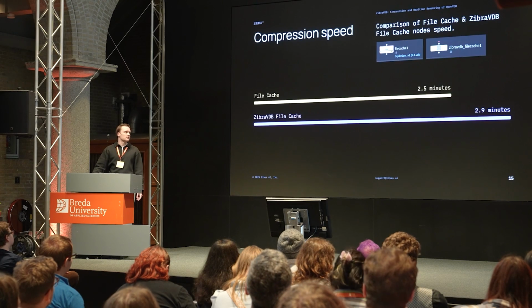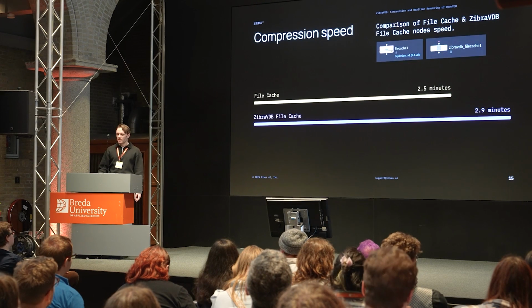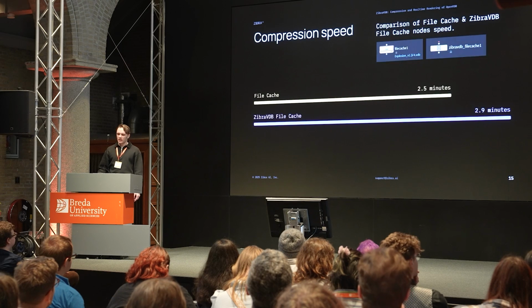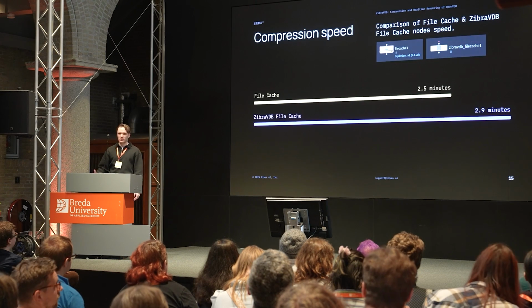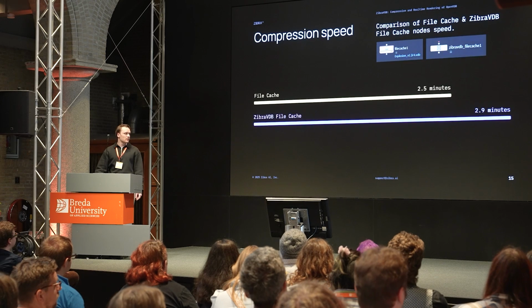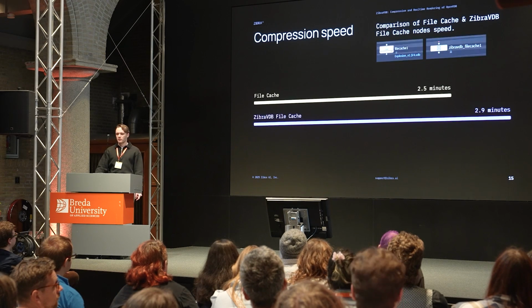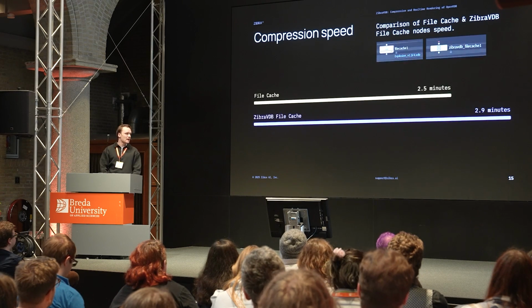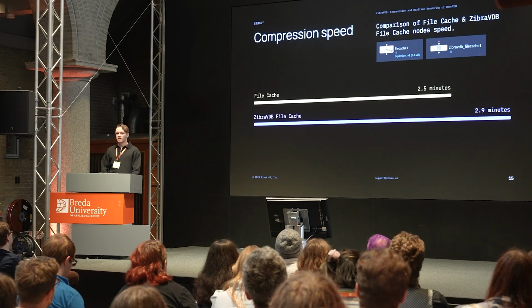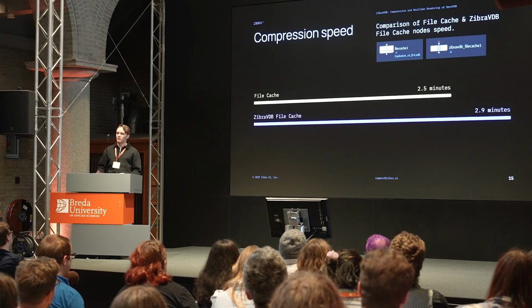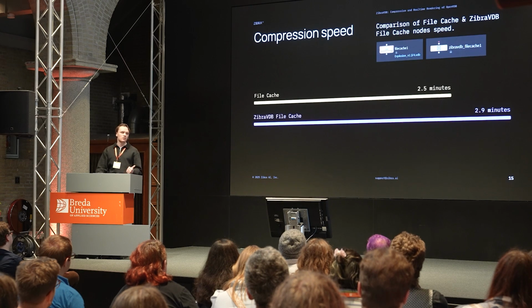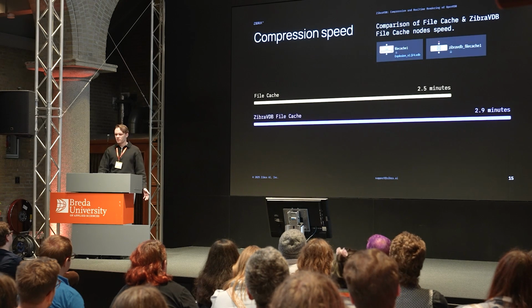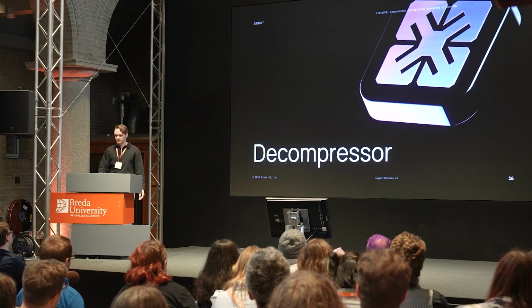And let's talk about speed. We have these two nodes, a regular file cache and ZibraVDB file cache. The ZibraVDB node will be a little bit slower because it has a compression stage on top of it, but it's not that much slower because our compression is GPU-based, it's really fast, and it works in parallel with simulation. For example, you can simulate a frame and at the same time compress a previous frame. So you don't lose time here.